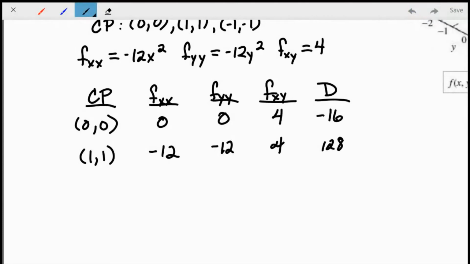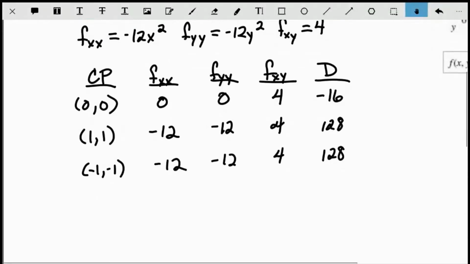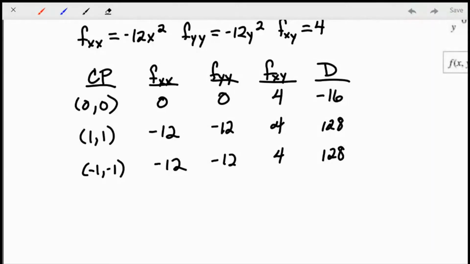Okay, and then the last point, we've got the point -1, -1. So my second x partial, in this case, again, is going to give me negative 12. Second y partial, again, negative 12. Mixed partial of 4. And again, same thing, 128. Okay, so those determinant values are what was very, very important to me, because those are going to tell me whether I have consistency. And then if I do get a positive value, then I can either look at my second x partial or my second y partial to determine really what's the concavity that's consistent there.